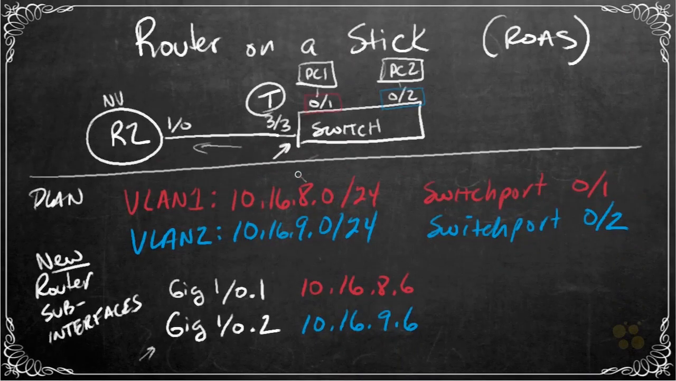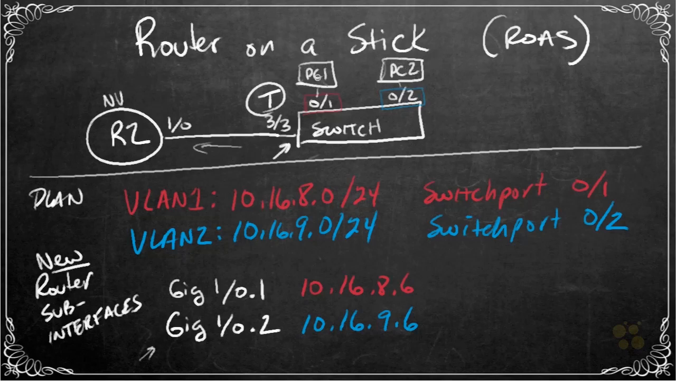All right, so let's confirm our work. On the switch, we configured 3/3 that goes to the router. We configured that as a trunk. On router 2, we created two subinterfaces, 1/0.1 and 1/0.2. We gave it the appropriate IP addresses for those respective VLANs. And then here on the switch, we have PC1 that's connected to a port on the switch that's associated with VLAN 1, and PC2 is connected on port 0/2, which is associated with VLAN 2.